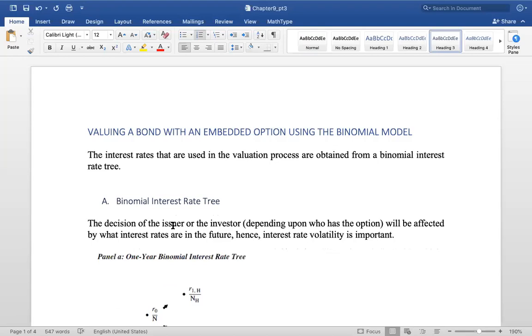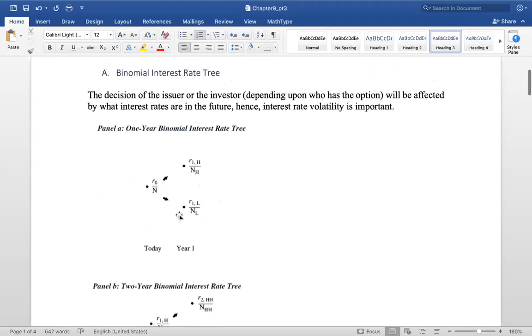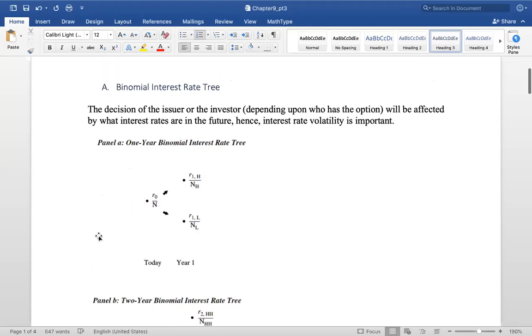Let's see how interest rate volatility is introduced. Let's first see what we mean by an interest rate tree. If you look at this picture, this is a 1 year binomial interest rate tree. This is today, which we call the root. In a binomial model, we assume that interest rate can only take one of two paths. Either it can go up or it can go down. If it goes up, it will go to R1H. If it goes down, it will go to R1L.